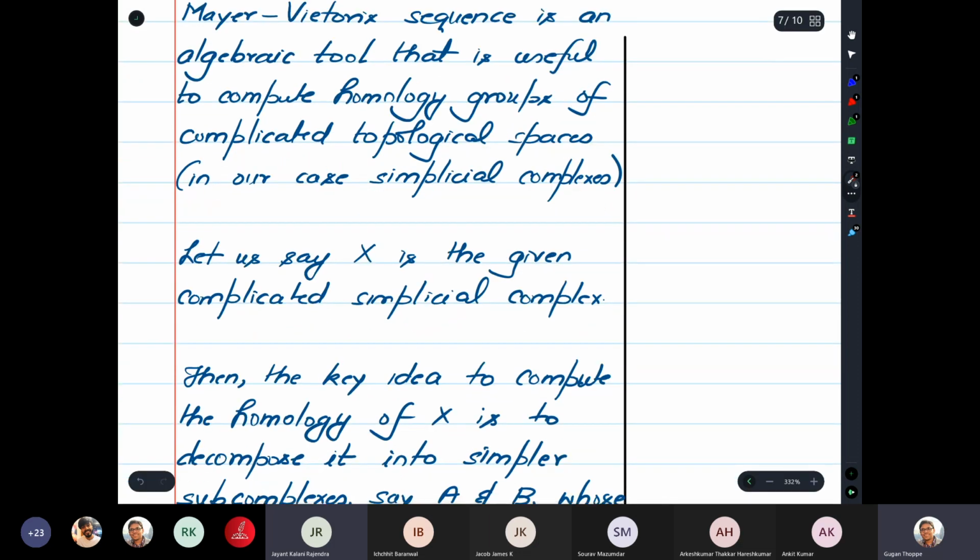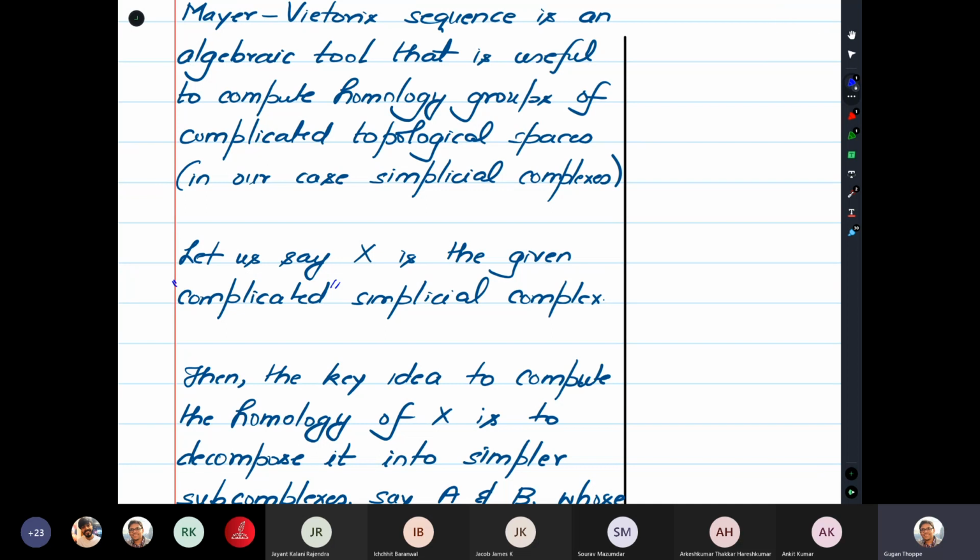And broadly speaking, how does it enable us to compute the homology groups of these complicated simplicial complexes? So let's say X is a given, supposedly complicated, simplicial complex. Again, what complicated means and so on, we will soon see.